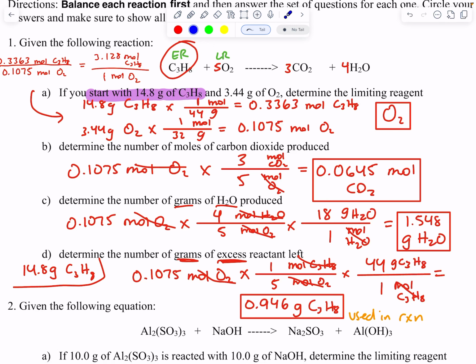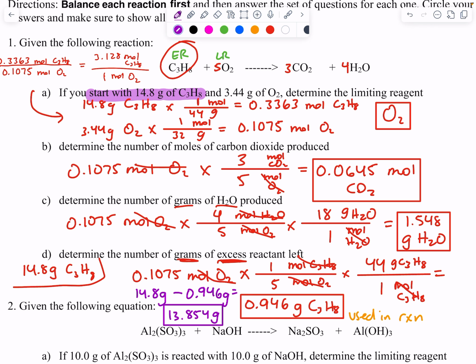And then to find out how much of this I had to use for the reaction, I took the amount of limiting I had and converted that to number of grams of excess, and that was able to tell me how many grams of excess I used. So I used this much. Remember, how much did we start with, though? We started with 14.8 grams. Okay? So if I started with 14.8 grams and I used 0.946 grams, how much do I have left over? I have 13.854 grams left over.